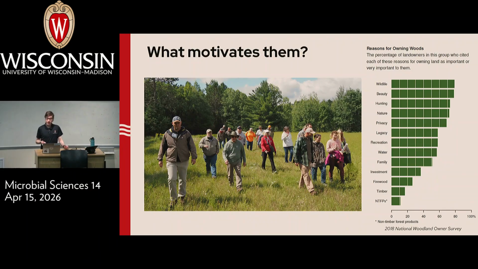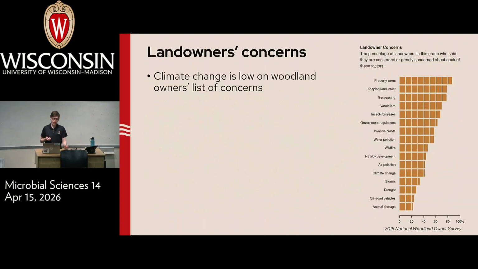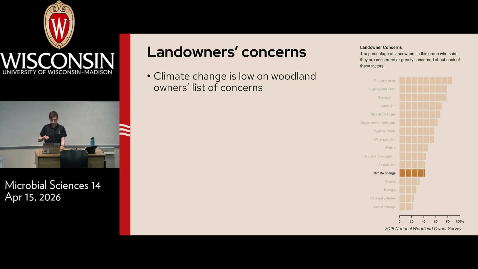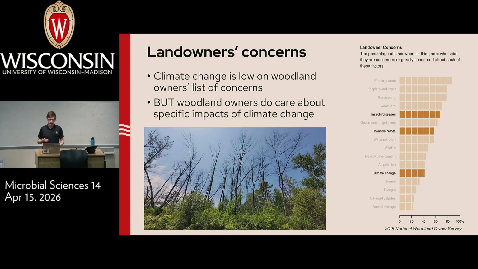As I mentioned, I'm very interested in climate change communication. And so what do landowners think about climate? Well, it is low on their list of concerns. If you ask them how concerned they are about all these different things, climate change is pretty low on that list, but still about 40% are saying, yes, I'm concerned or greatly concerned about it. The interesting thing is that topics like insects and diseases and invasive plants are of higher concern to a lot of woodland owners.